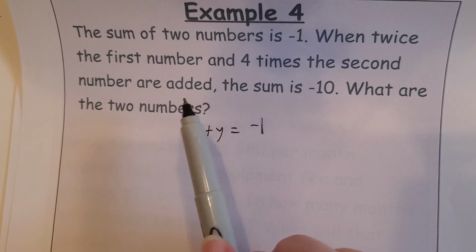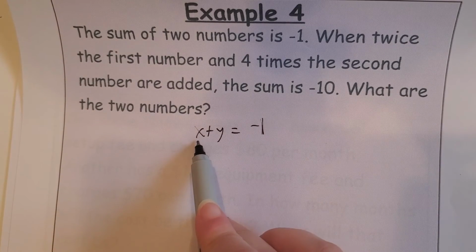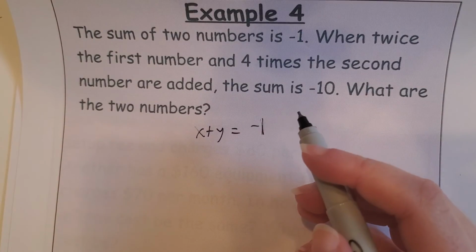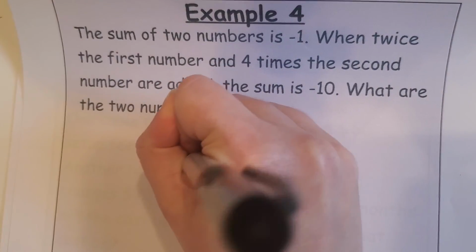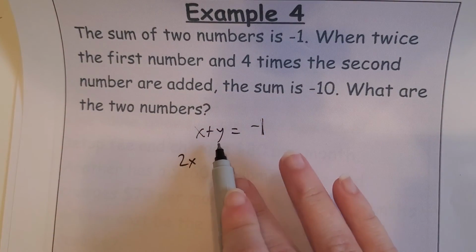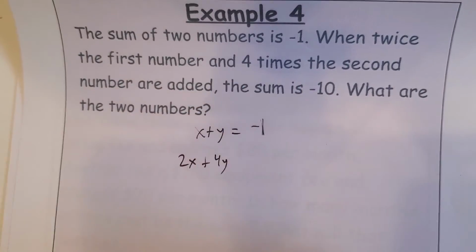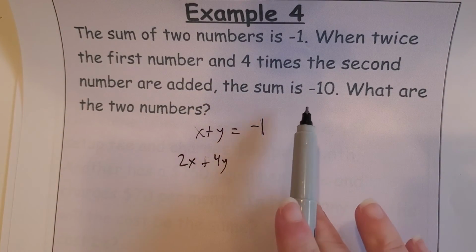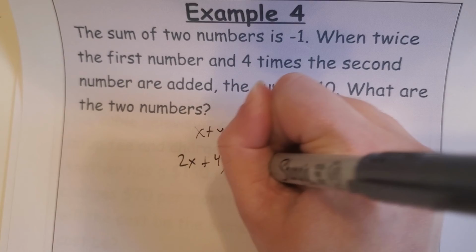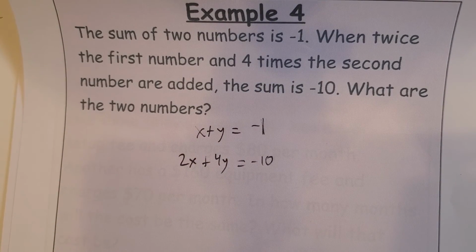When twice the first number and 4 times the second number are added, the sum is -10. So we're just going to go in order. X is the first number, so twice the first number, 2x, and then 4 times the second number, so 4 times y are added, so plus 4y. The sum is -10, so that totals up to -10. What are those two numbers?